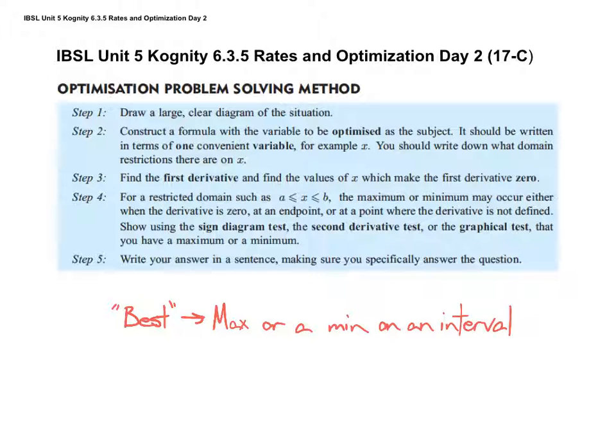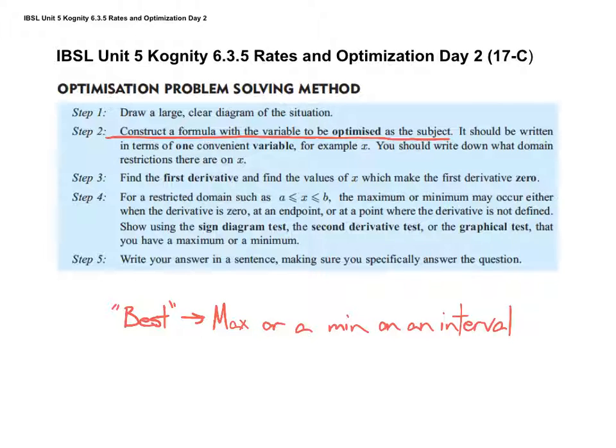So then the second thing is you need to ask yourself, what am I trying to optimize? It says, write a formula with the variable to be optimized as the subject. Now what does that mean? As the subject, that means like if I'm trying to optimize area, then it's going to be A equals something. If I'm trying to optimize cost, then it should be cost equals something.